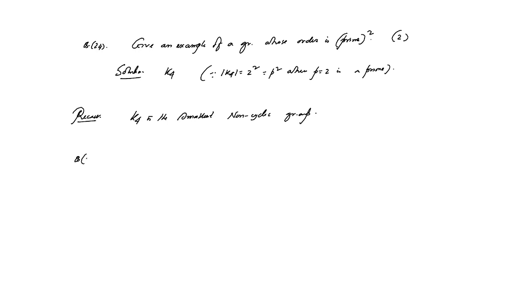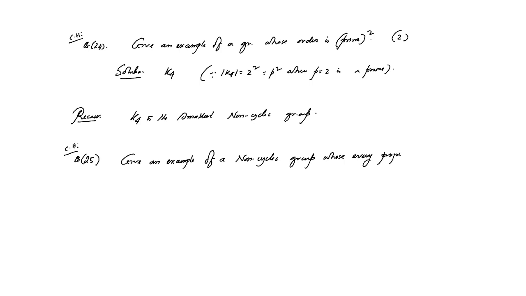And again you may be asked this kind of question in CU, Calcutta University, Calcutta Honors Examination: give an example of a non-cyclic group whose every proper subgroup is cyclic. Again, our answer is Klein's 4 group.